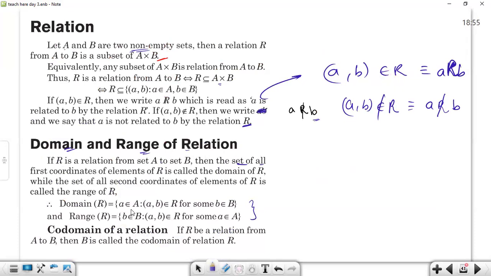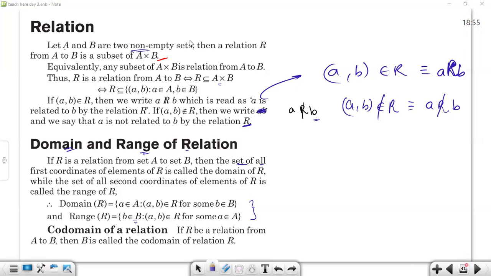The domain: A belongs to set A, and the ordered pair (A, B) must belong to the relation for some B belonging to set B. It is the same also here, where we have taken the set of B elements, the second elements, and the set of first elements. Clear? Any doubt about domain and range?